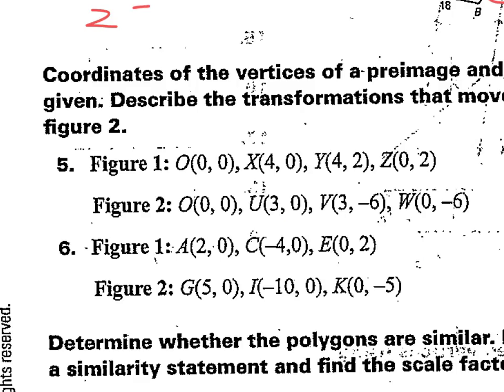Okay, number 5 and 6. They give you 2 shapes, figure 1 and figure 2. Now these are the coordinates for the first shape. Here are the coordinates for the second shape. You need to plot these on the graph. Mr. Paxson will give you some graph paper. But plot these and connect the dots. Plot these and connect the dots. And then tell us how they moved from figure 1 to figure 2. Like, how did the shape move?